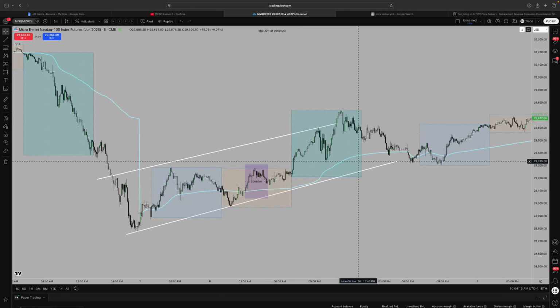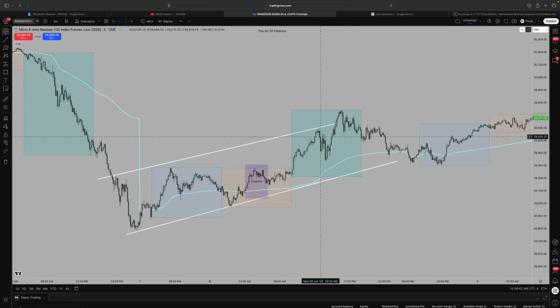So these boxes signify the sessions. This is your Asian, London, and then this is your New York. They signify the different sessions. So in New York, price took out the high. Immediately, we already have an idea that price could potentially go down.